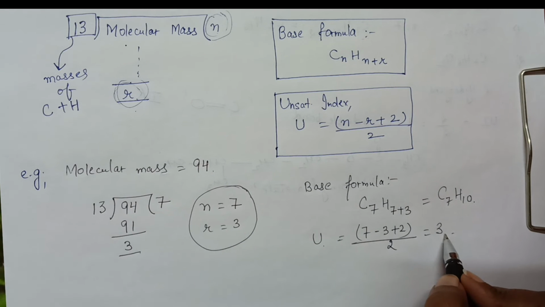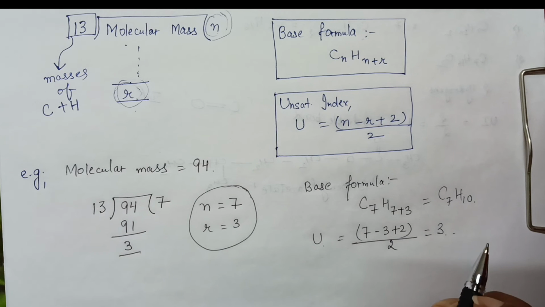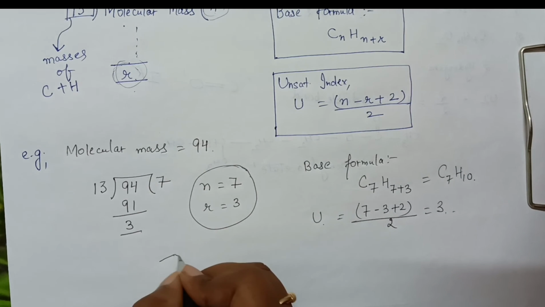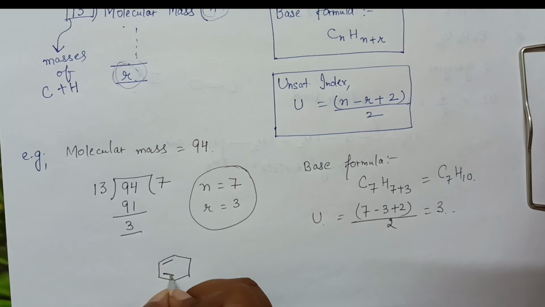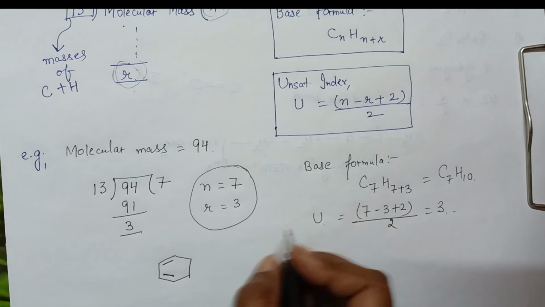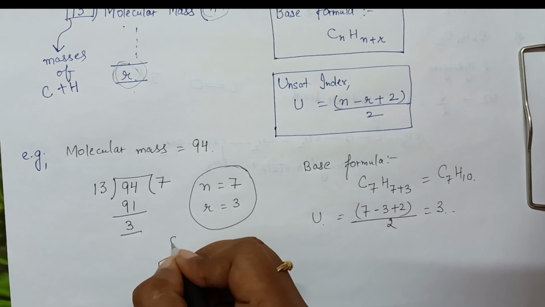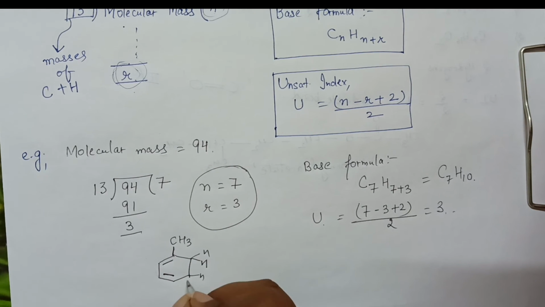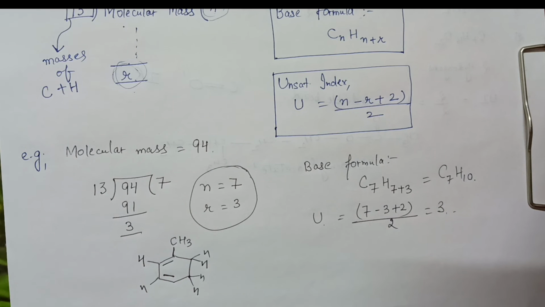So if U is equal to 3, right, it should contain some combination of 3 rings or multiple bonds. So one possible structure could be, suppose there is one ring and there are 2 double bonds and we have 7 carbons, so 6 carbons are used up in this ring. This is the 7th carbon and we will try to balance the valencies. So this could be one of the possible structures.